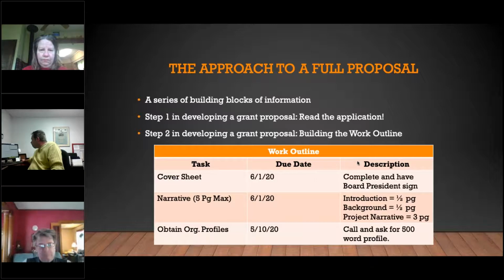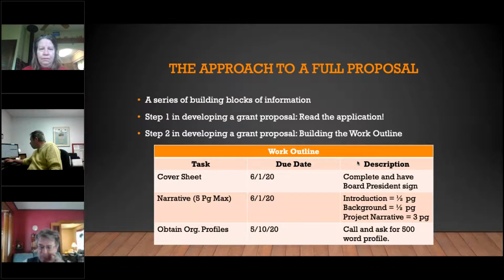And as you're going through the grant application that you're going to be applying for, you can mark down any task and set a due date. So in the first column, you'll have tasks. The first task might be a cover sheet. You'll put a due date, and then any descriptions or anything that needs to be included in that task, put under the description. And you want to create a task and due date for every single item that you need to develop for your grant, and set deadlines.